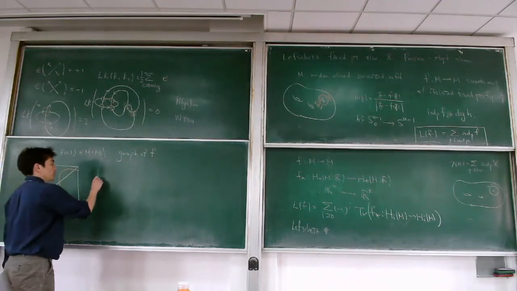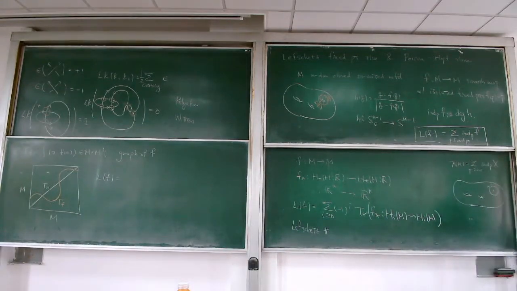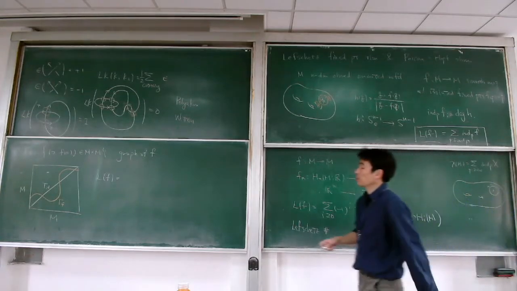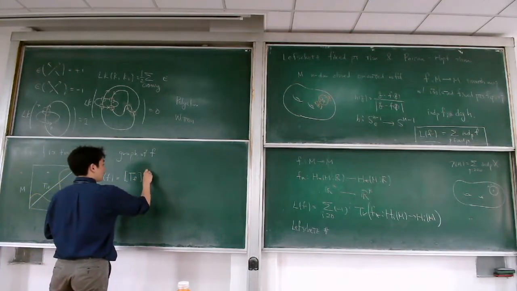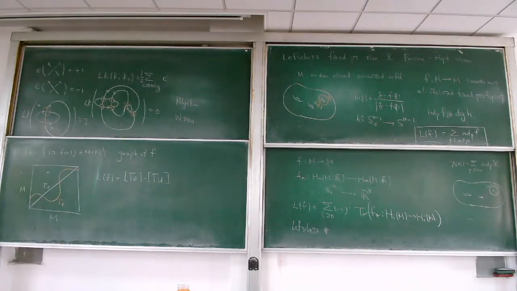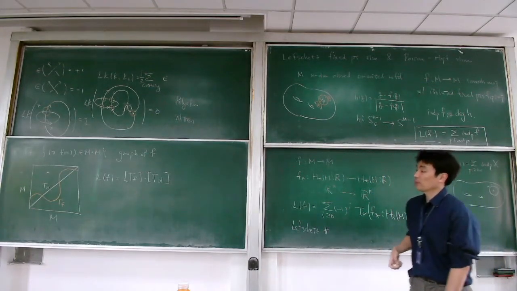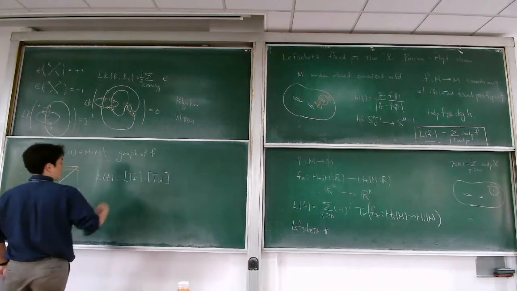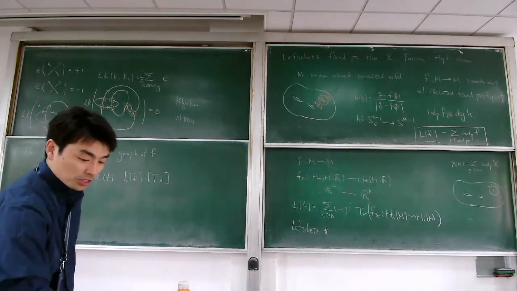And the Lefschetz number is indeed given by the intersection number of gamma f dot gamma ID. So if you interpret this definition in terms of intersection number inside M cross M, then you can interpret the intersection number, and then you just look at this.